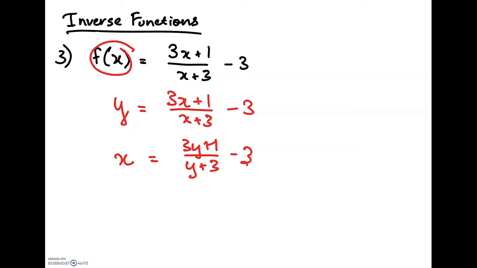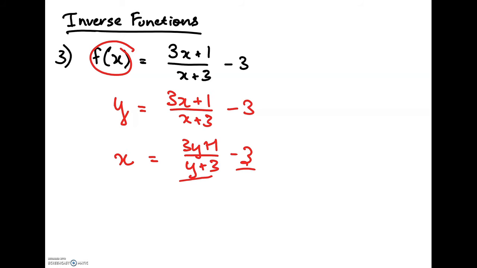Now, of course, if your two variables are, let's say, g of x equals x plus 3, then you would technically do the same thing. You can just write this as a y, and if you have something else like that, you just swap them out according to the variables you have. It doesn't matter what letter variable you have, just swap them out. So we have x equals 3y plus 1 over y plus 3 minus 3. Now, as you can see, we have two different terms here.